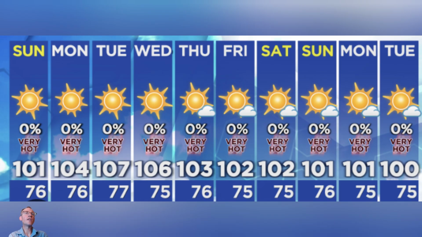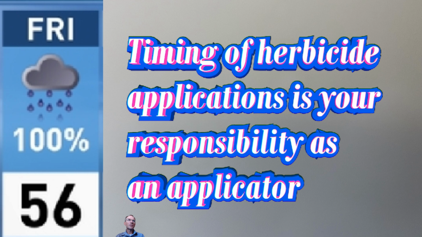Let's think about it. With today's technology, you can see the forecast well in advance. Now, if you have a weather forecast like you're seeing here, where it's going to be very hot and dry for 7 to 10 days, you pretty much know you're in a different weather pattern than if you see something like this, where we're going to have a 100% chance of rain and cooler temperatures.